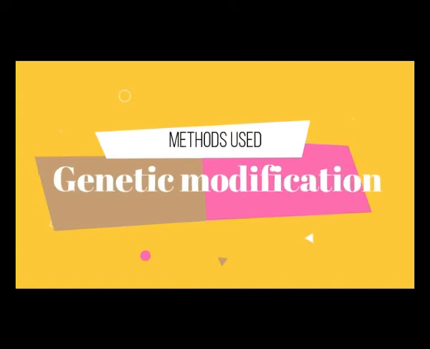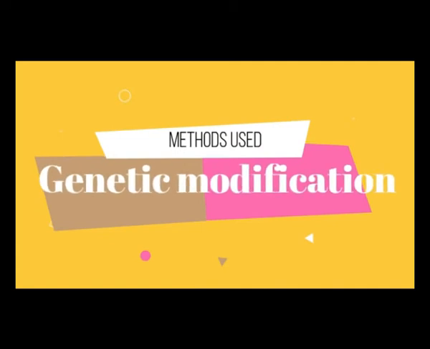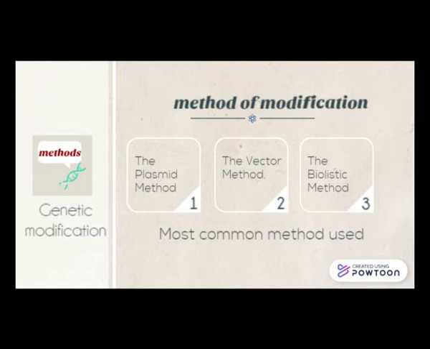Then, in this section, we will talk about the methods used in genetic modification. There are three most common methods of genetic modification, which are the plasmid method, vector method, and biolistic method.